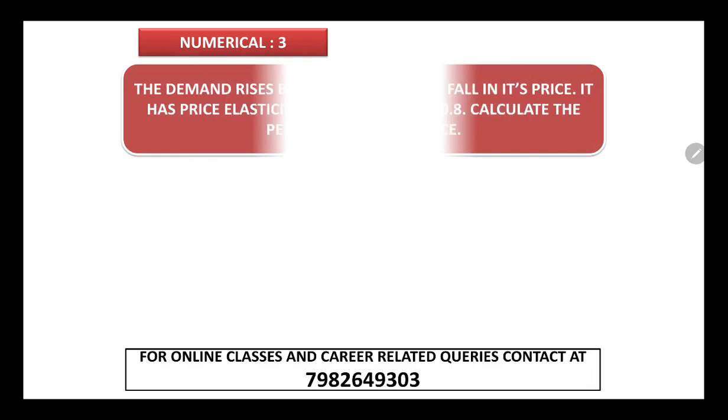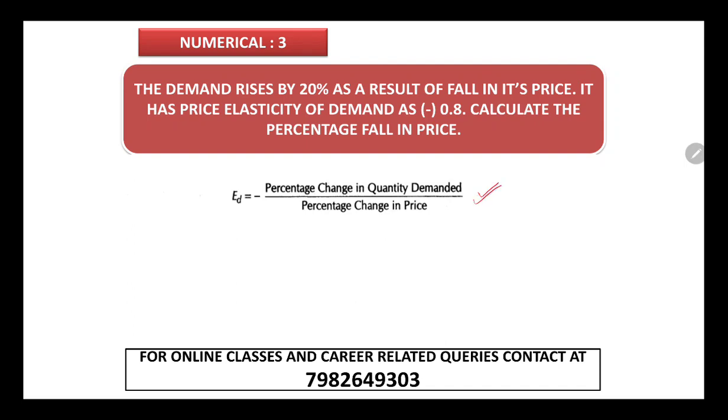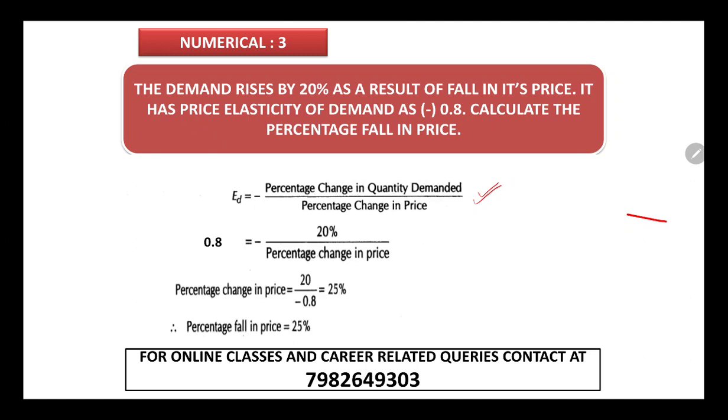Next, the demand rises by 20% as a result of a fall in its price. Okay, they have just given the percentage change in the quantity demanded. It has the price elasticity of demand as minus 0.8. Calculate. So this is very, very simple. All you have to do is use this formula, right? So what we did, 0.8 is given over here. We took the minus side to the right hand side of the equation, and we got to know that the percentage fall in price will be 25%.